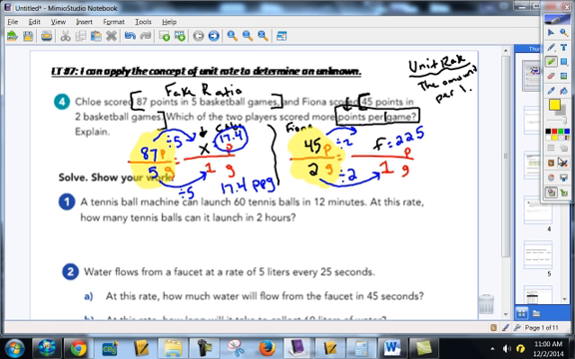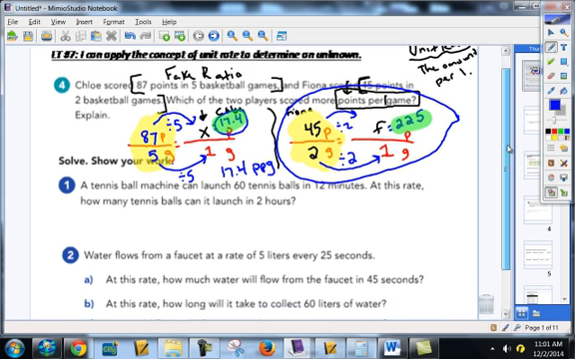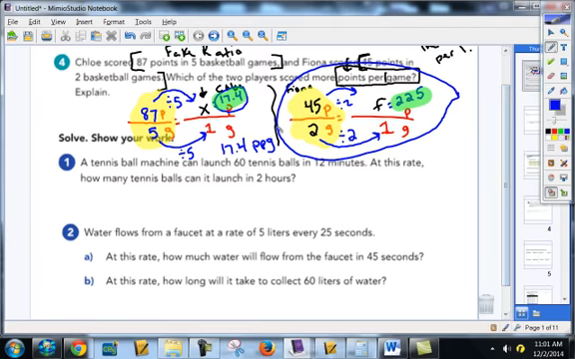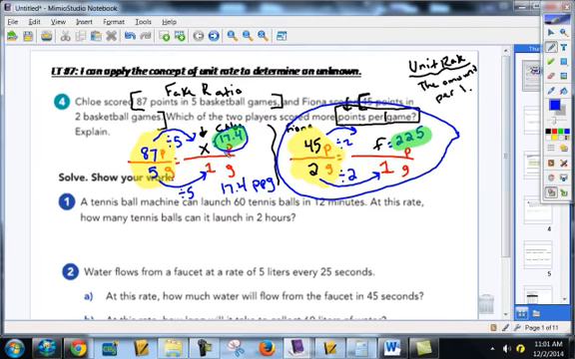So we look here and say, okay, which one of these two is scoring more points per game? And hopefully you're all saying Fiona scored more points per game than what Chloe did. Now, in this situation, we were just basically comparing the unit rates. That's all you were doing there. Whereas this one here, you're going to see there's a little bit of a different step.